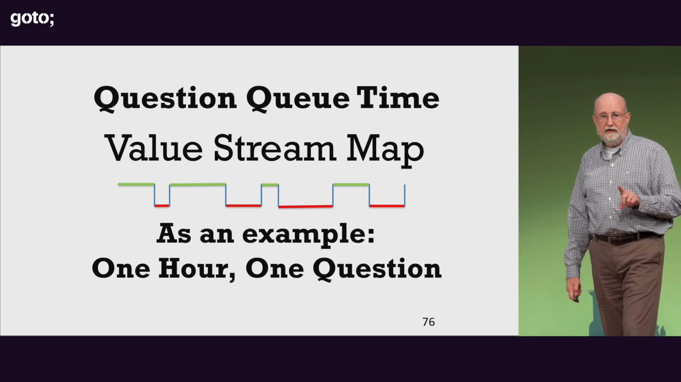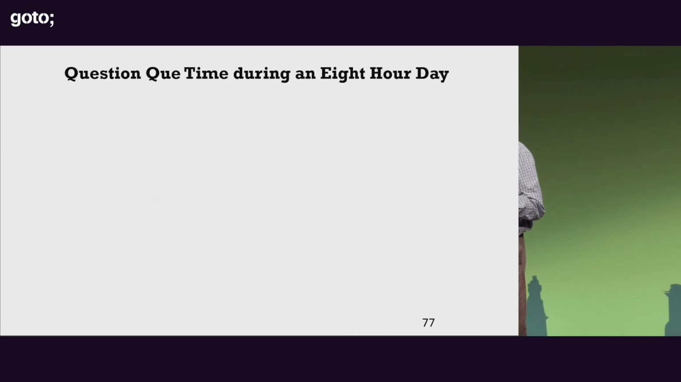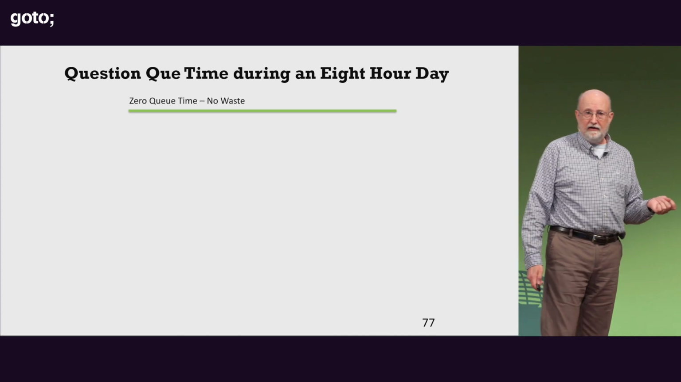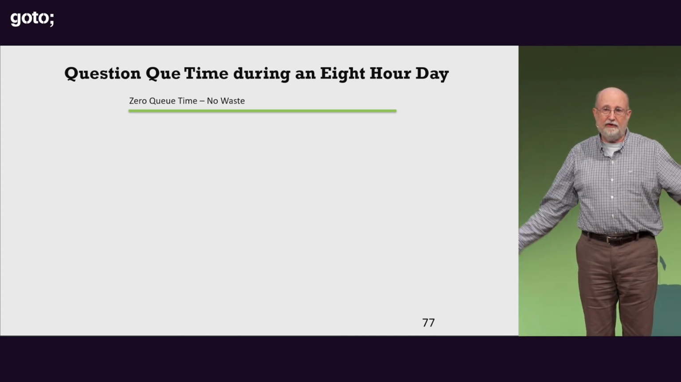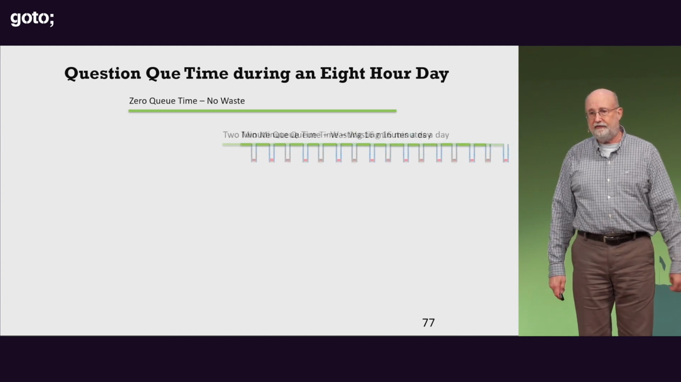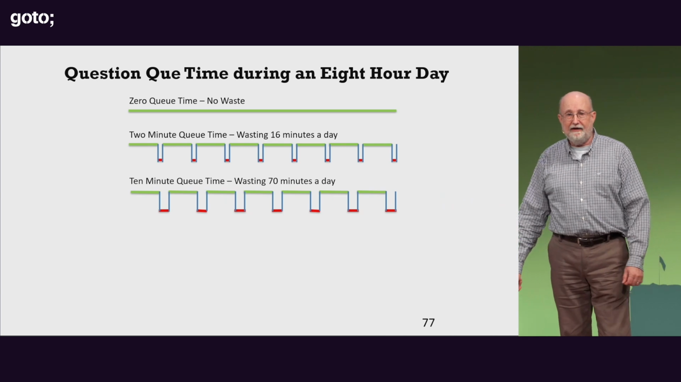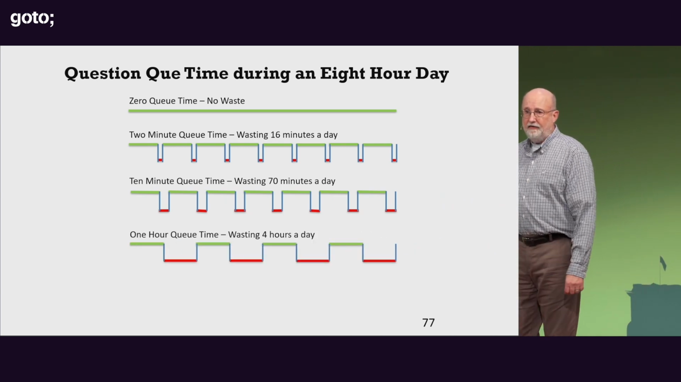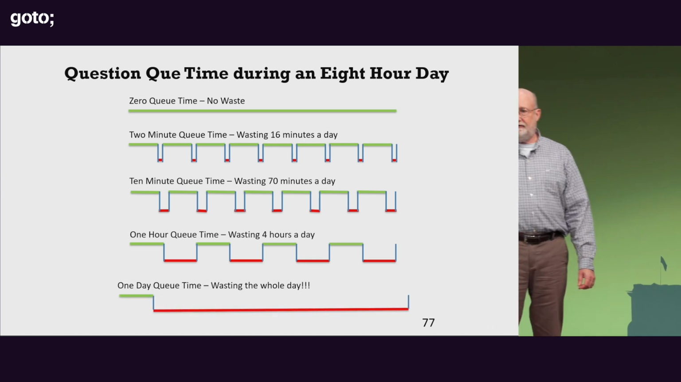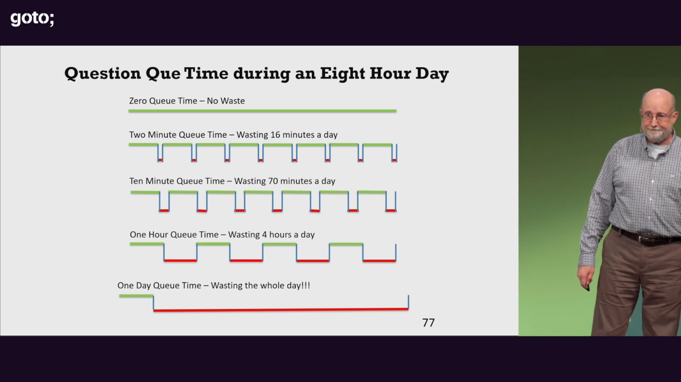Okay, so if we use this to make an example, hypothetically, for every hour we work, we get a blocking question. Now we can determine how much waste is in our system. If it typically takes us 0 time to get the answer, then we're going to go from beginning to end without any waiting whatsoever. What if it takes us 2 minutes? What if it takes us 10 minutes? We're already wasting 1/8 of the day. What if it only takes us an hour? We're wasting half the day. What if it takes us all day? We've wasted the day.